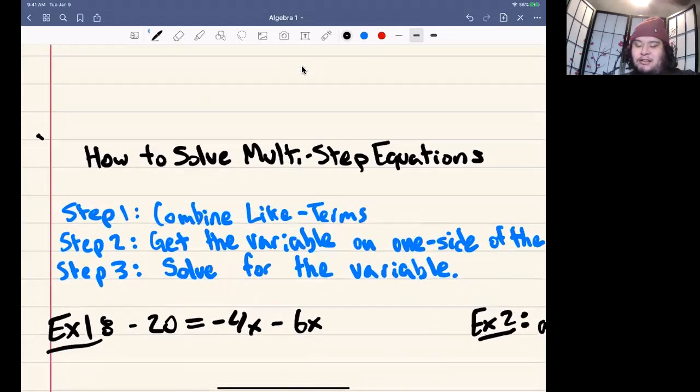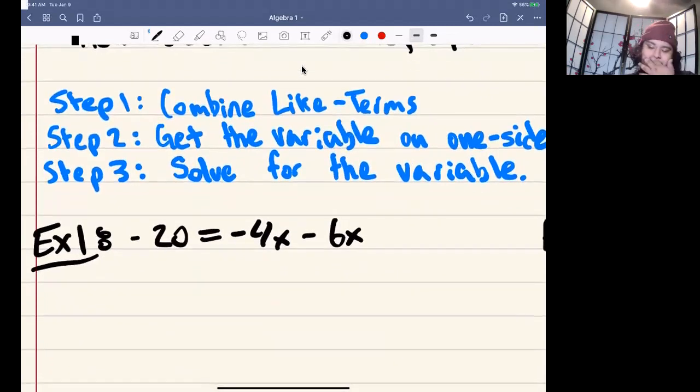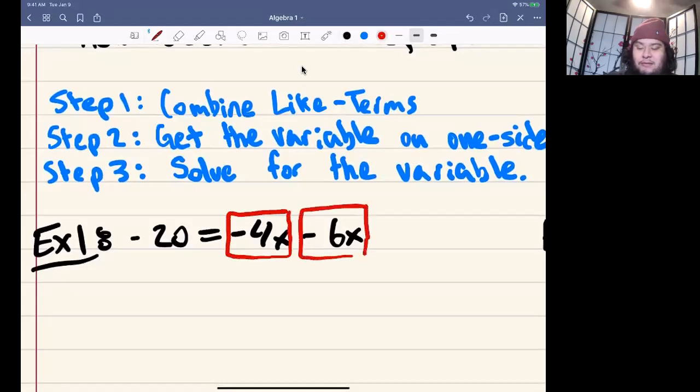So we're going to start over here. Example one. We have negative 20 is equal to negative 4x minus 6x. Step one is to combine the like terms, right? So what are our like terms here? We have negative 4x and we have negative 6x. So we're going to combine those. What's negative 4x minus 6x? That's right. It's negative 10x. Did we do anything to the negative 20? Nah, so we're just going to bring that down. Right? That's combining like terms.